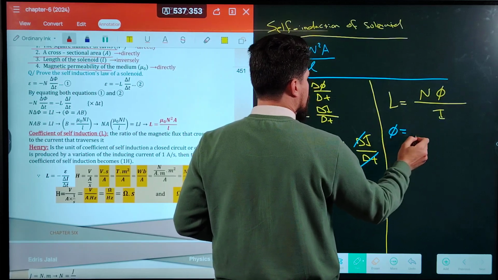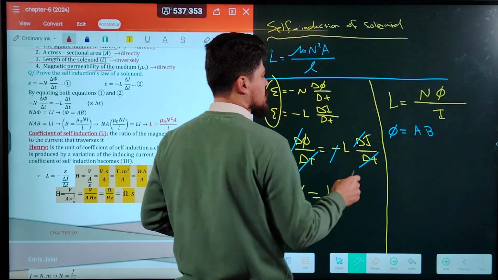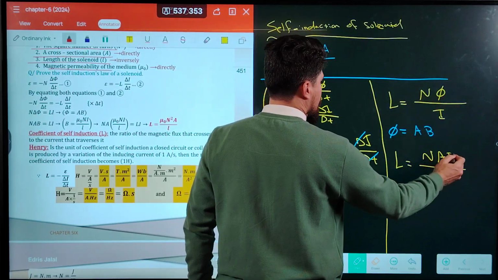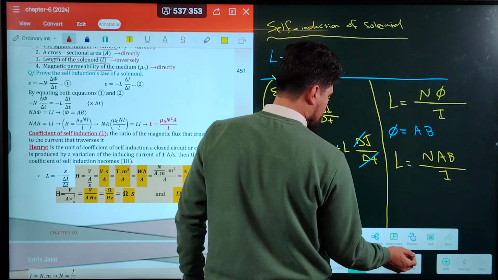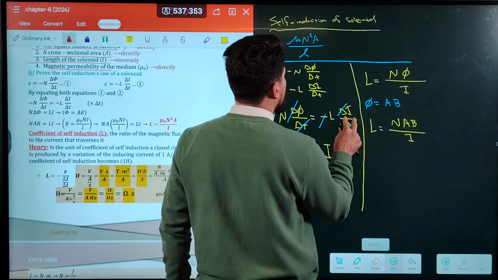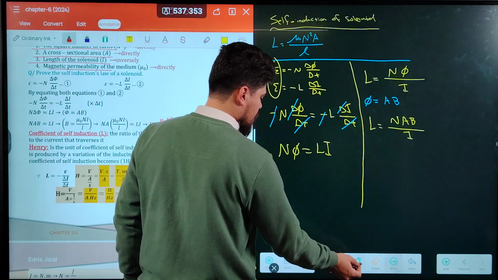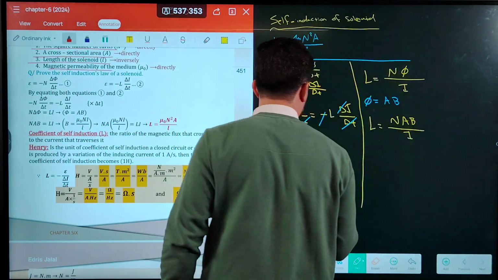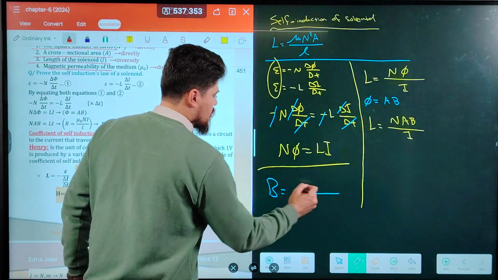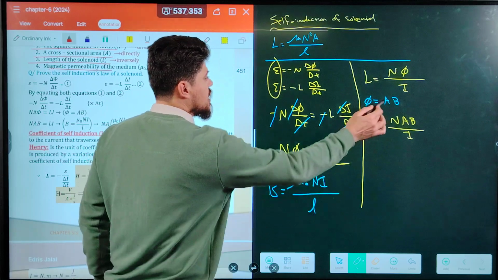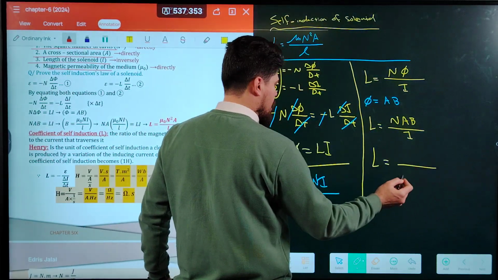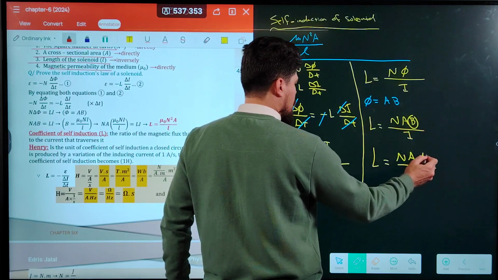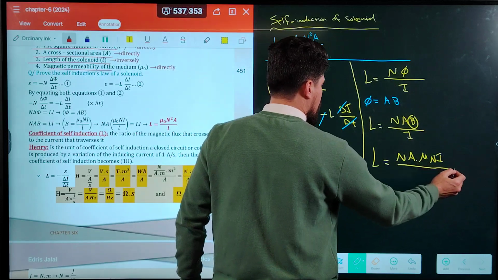Flux is equal to AB. Cosine, it isn't necessary. Okay? Instead of flux, write down AB. L equals N AB over I. Now I'm going to prove the equation of the coefficient of self-induction, which is equal to mu naught N square A over L. Guys, B is equal to what? For the solenoid, B is equal to mu naught N I over L. And instead of this B, write down mu naught N I over L, times N times A.